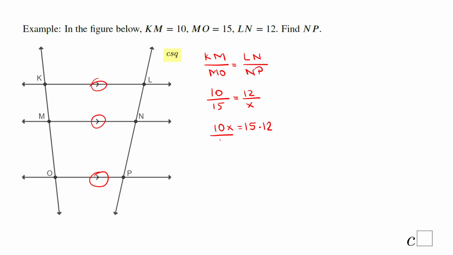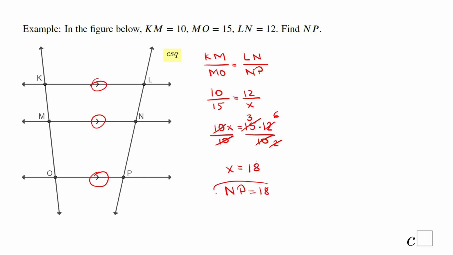For finding x, we divide by 10. Of course, you can grab a calculator and do 15 times 12 and divide by 10. Or you can try simplifying. These are both divisible by 5. And this 2 goes in 12 6 times, so we have 3 times 6, that is 18. So NP will be 18.